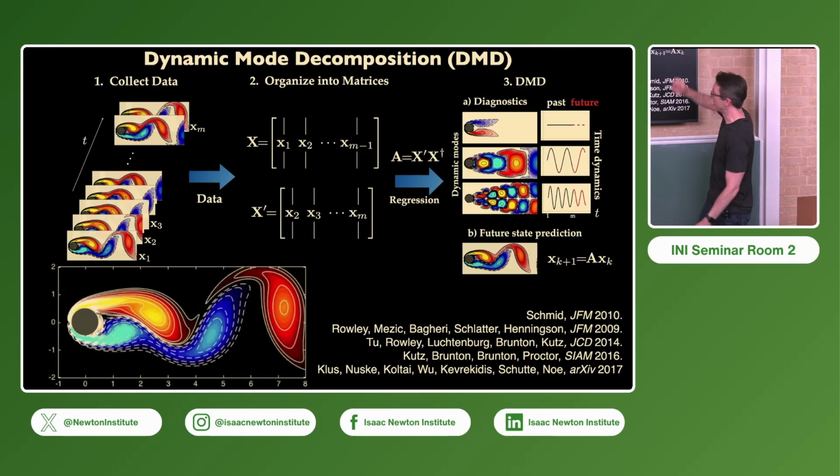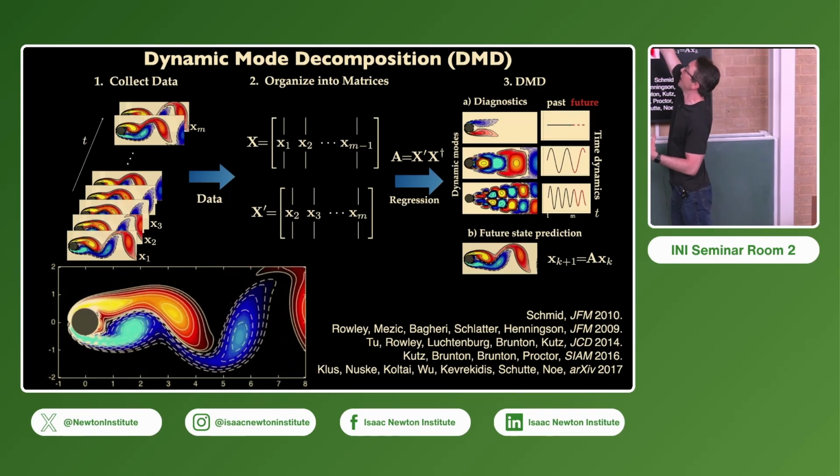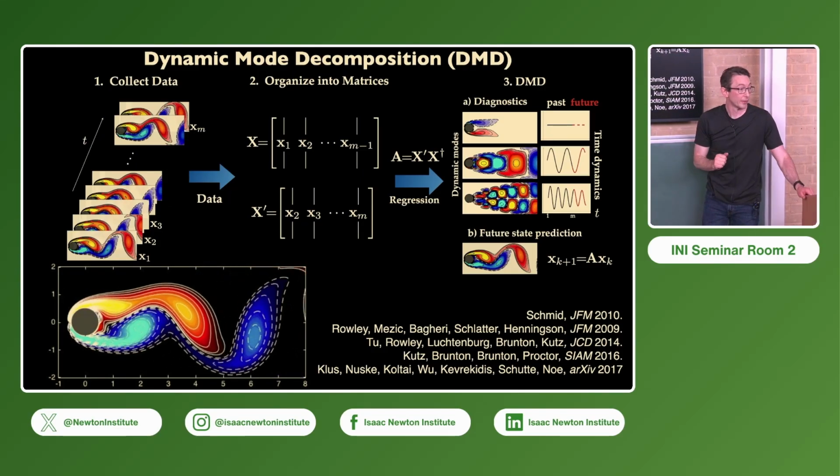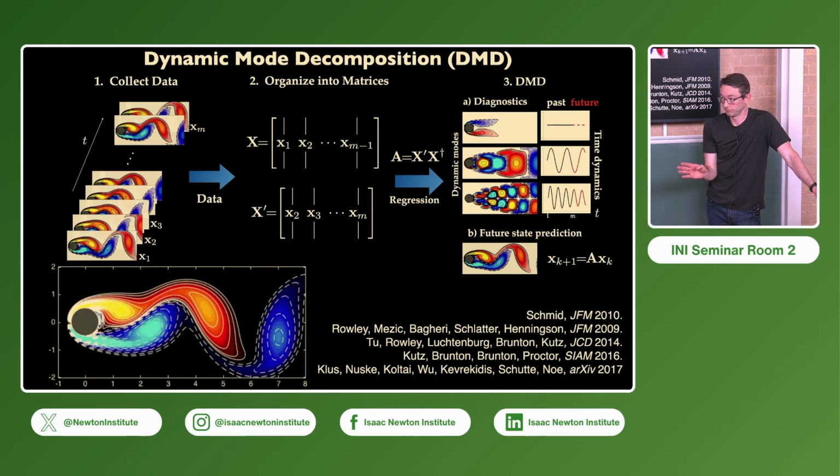And then from that low dimensional A matrix, you can compute its eigendecomposition. You can find these high dimensional eigenvectors of A that correspond to those low dimensional structures. And that's the dynamic mode decomposition in a nutshell.